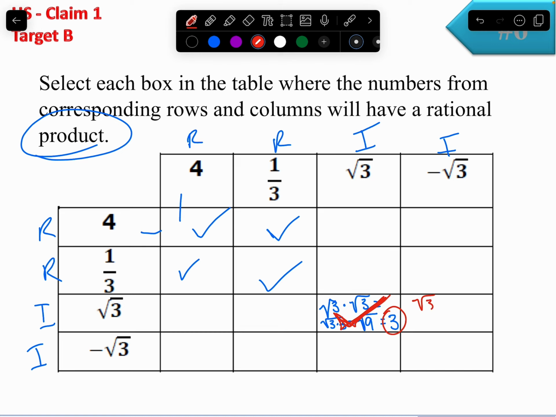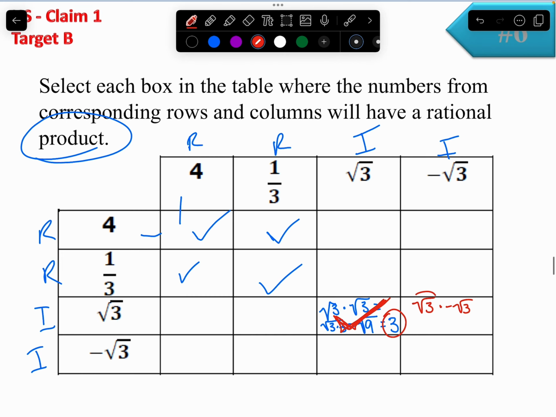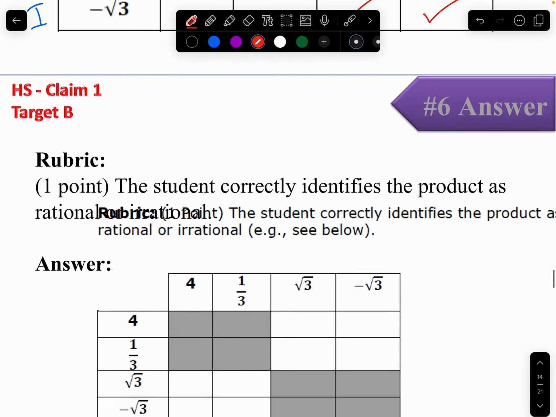How about square root of 3 times negative square root of 3? Same thing here. If I multiply by the same square root, they end up being just a whole number. So this is checked off, checked off, checked off. Okay, remember when you're multiplying radicals, they must have the same index. If they have the same index, you can multiply the radicands. Okay.